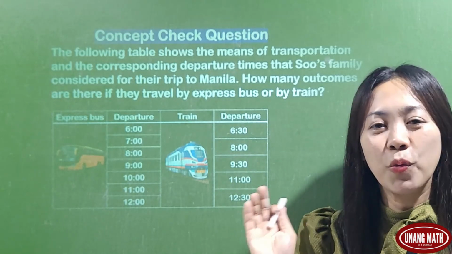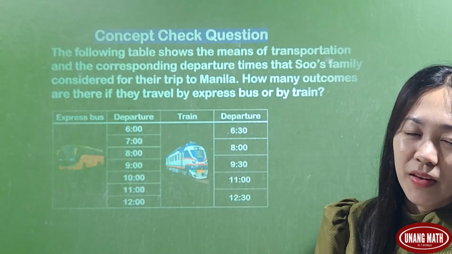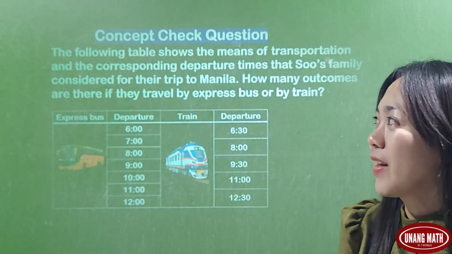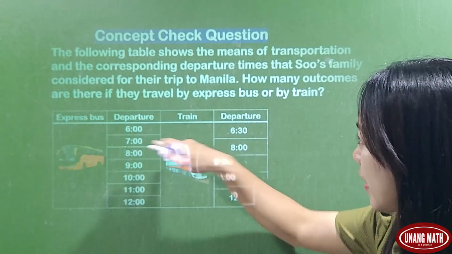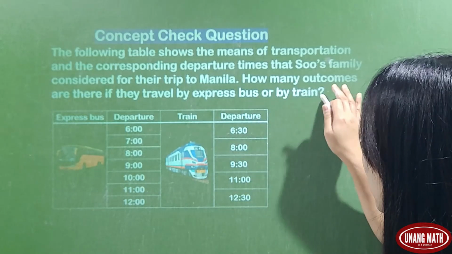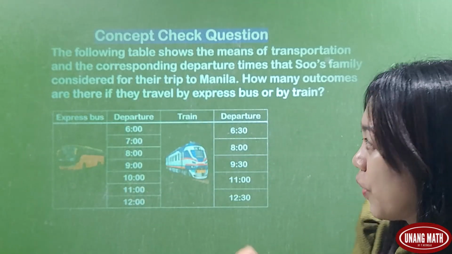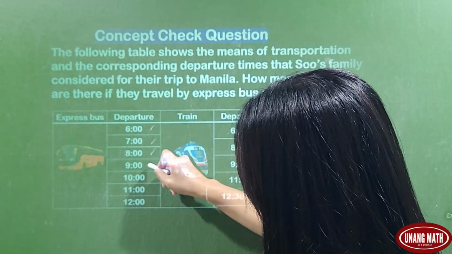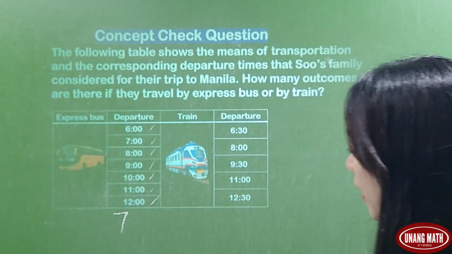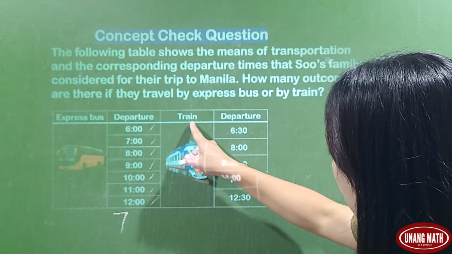Okay, so we know that if we go on a trip, we will just use either express bus or train. In this situation, we cannot use these two means of transportation at the same time. So, how many outcomes are there if they travel by express bus? We have here 1, 2, 3, 4, 5, 6, 7. So if they use express bus, there are 7 outcomes. What about if they are going to go by train?